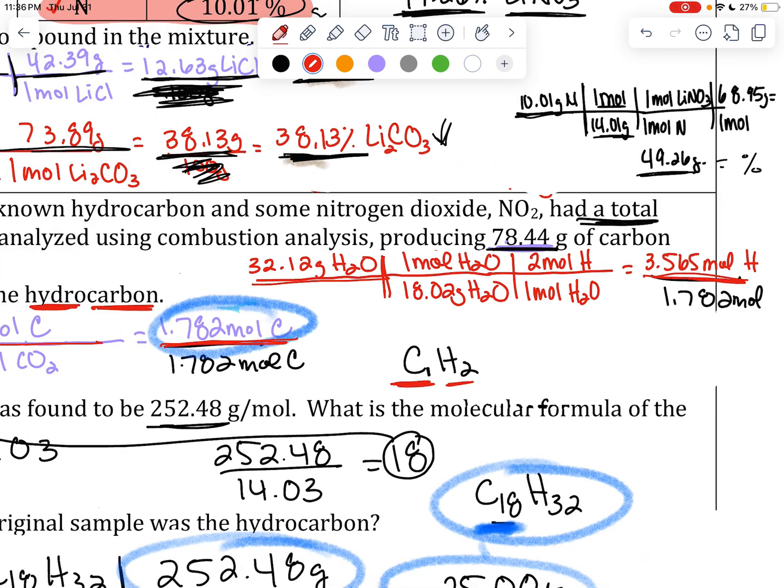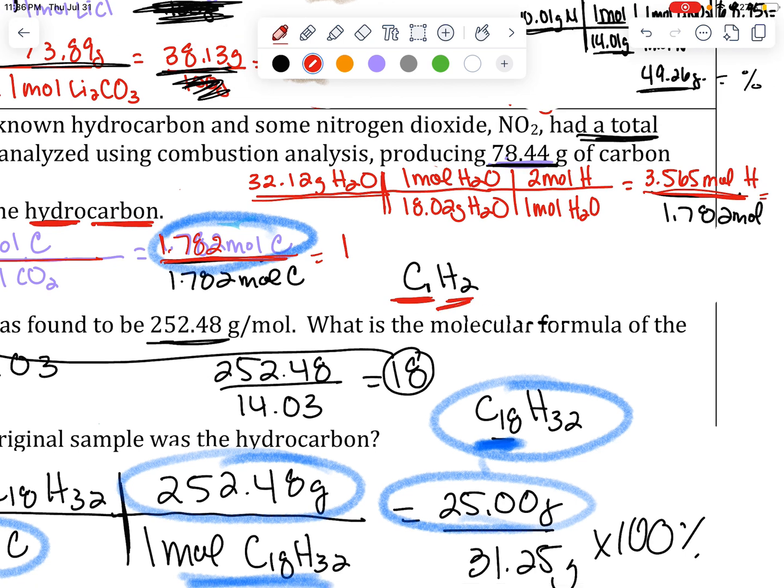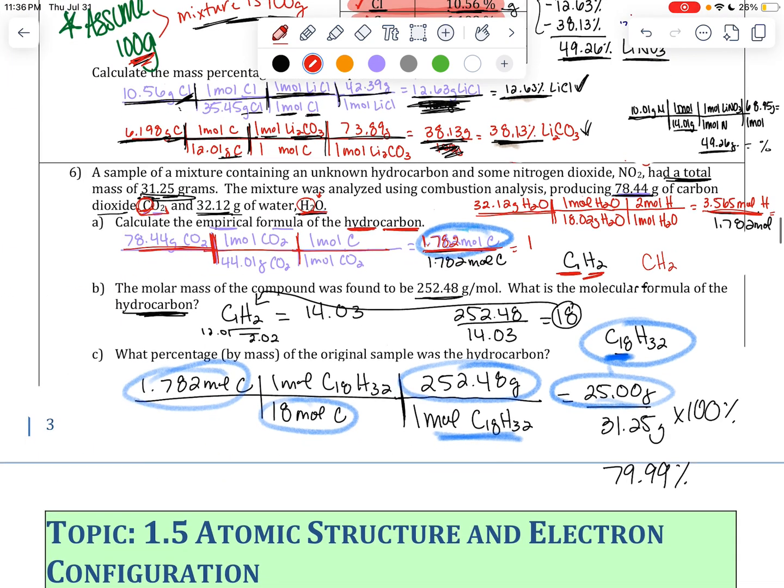When we do empirical formulas, you have to divide it by the smallest calculated value. So because my smallest value is the 1.782, I need to divide both by 1.782. So what you should get is a 1 C per 2 H's. So your hydrocarbon is CH2, or your empirical formula is CH2.